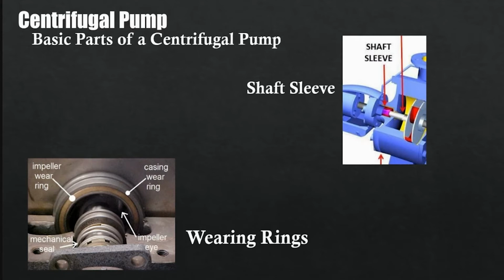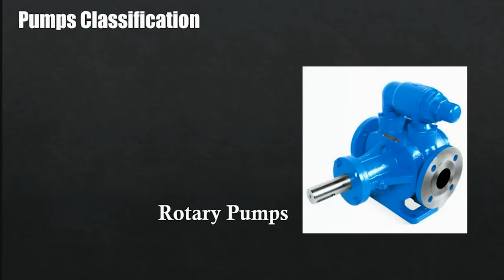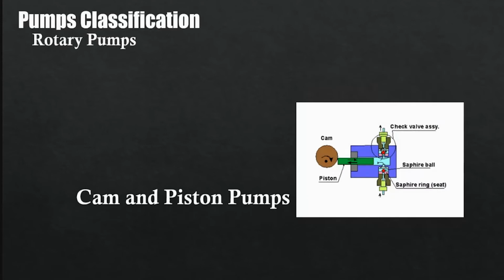The next is the wearing rings. They keep internal recirculation down to a minimum. Having these rings as replaceable wearing surfaces permits renewal of clearance to keep pump efficiency high. The next pump classification is rotary pumps. It is a positive displacement pump consisting of a fixed casing containing gears, cams, screws, vanes, plungers, or similar elements actuated by rotation of the drive shaft.